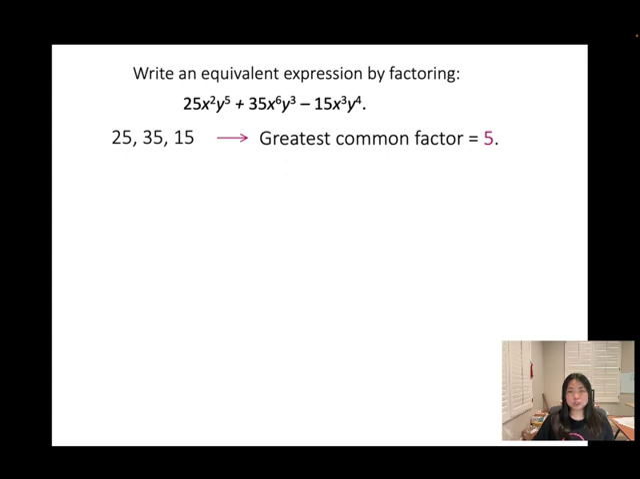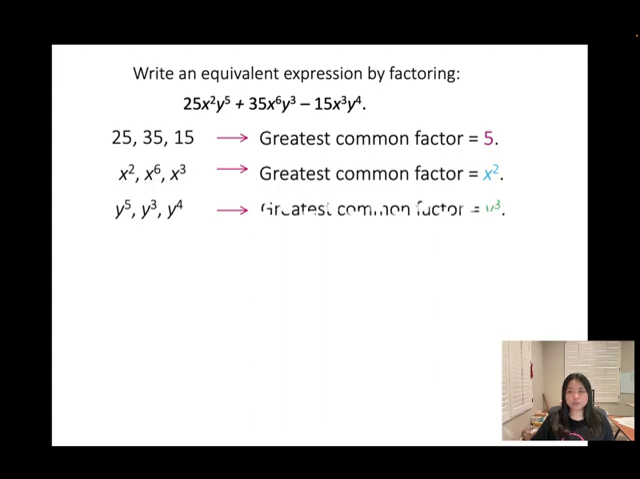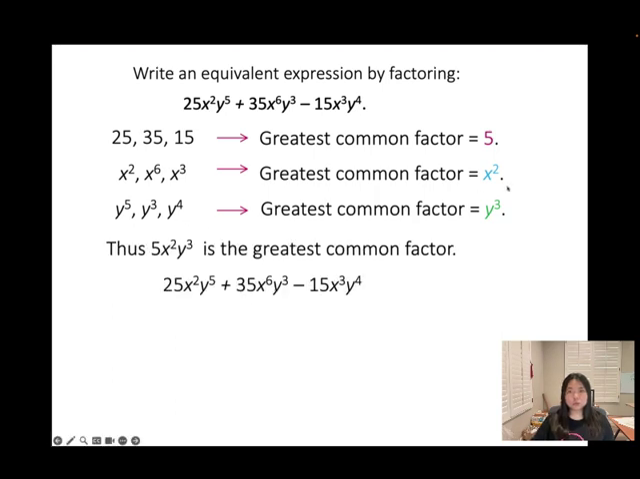Okay, now we're going to look at the variable of x. So what is the greatest common factor? We could take out 2 of them, 2 of them, and 2 of them. So the greatest common factor will be x squared. And also for the y, what is the greatest common factor? That would be y to the power 3, right? Okay, so you know, 5x squared y cubed is the greatest common factor of these 3 terms.